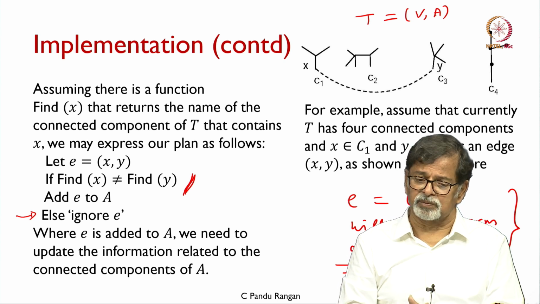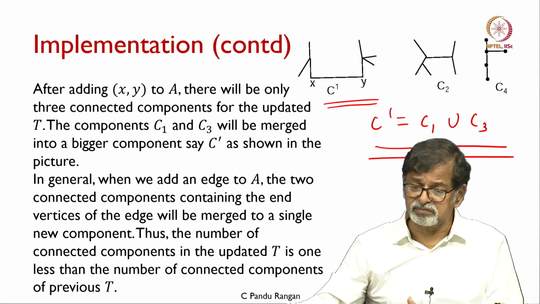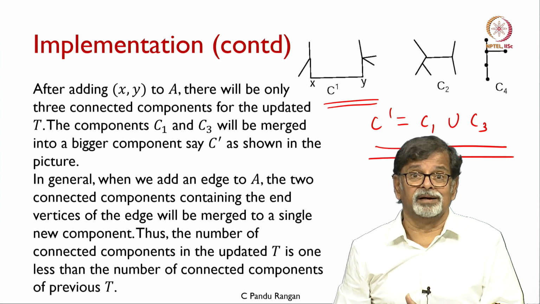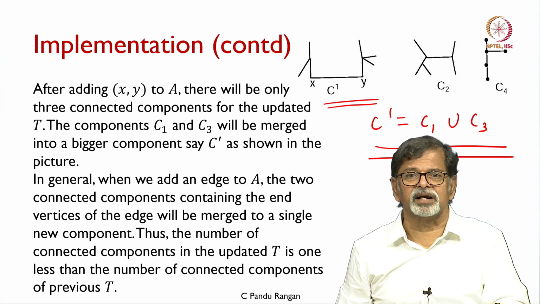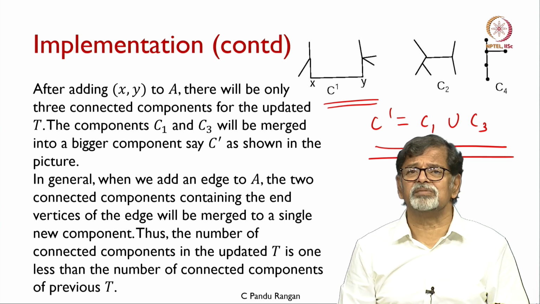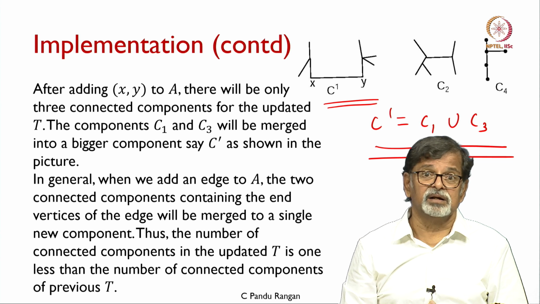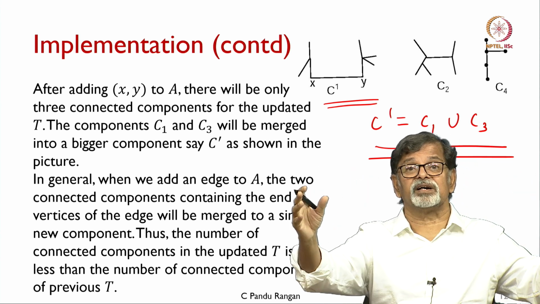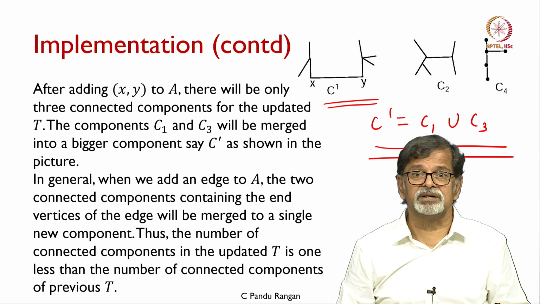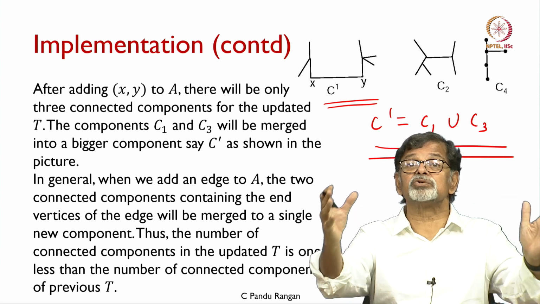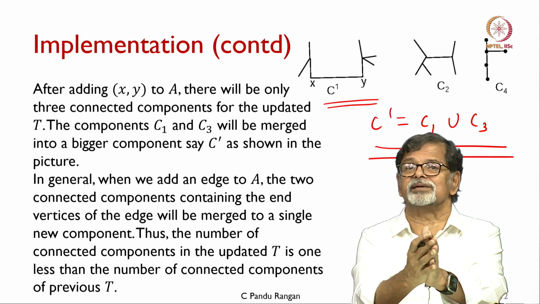C1 and C3 are put together. So now the updated A has only 3 connected components. Whenever A is updated, how is it updated? By adding an edge. How do you add an edge? If its end vertices are in different components, we add that edge. So the end vertices are in two different components, and those two components are to be put together.